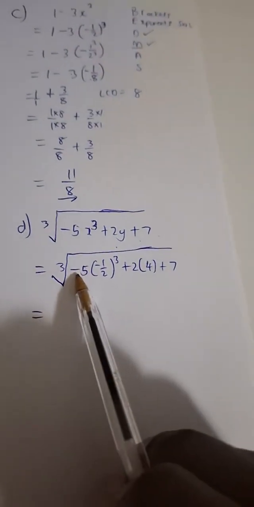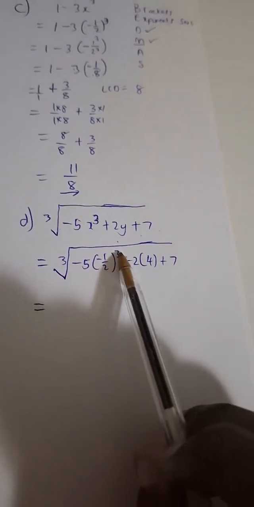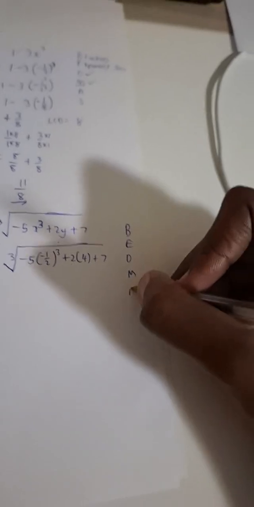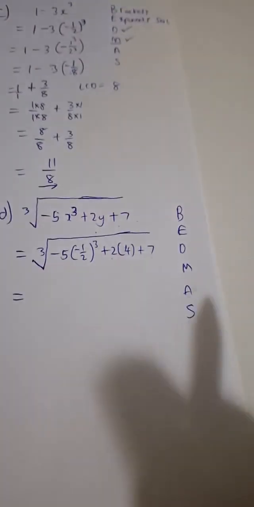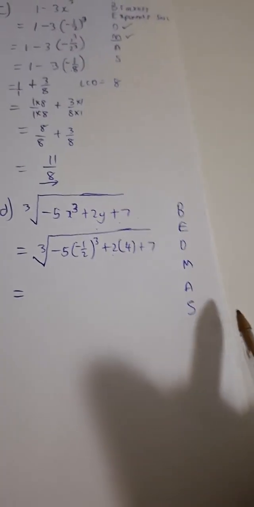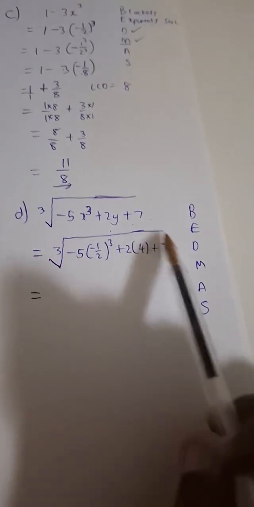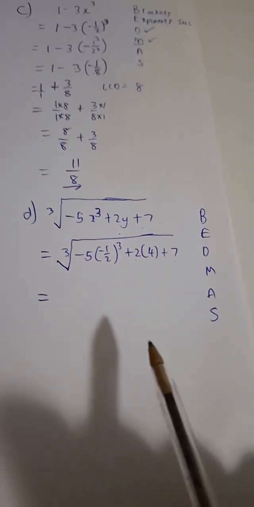We have a negative 5, we have a bracket, negative half to the power 3 plus 2 times 4 plus 7. So once again, inside the cube root, we need to first consider what? BODMAS. Why do we consider BODMAS? It's because inside we have many operations, too many. So the cube root can just chill and wait. We need to sort out what's inside this cube root.